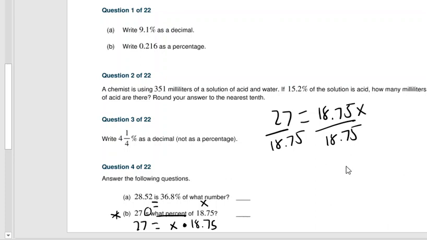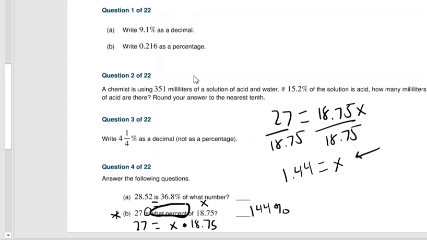Okay, and we get 1.44. And now this question asked us what percent. And since this is a decimal, in order to put the right answer in, you need to change this to a percent. So you would times by 100, and that gives you 144%.